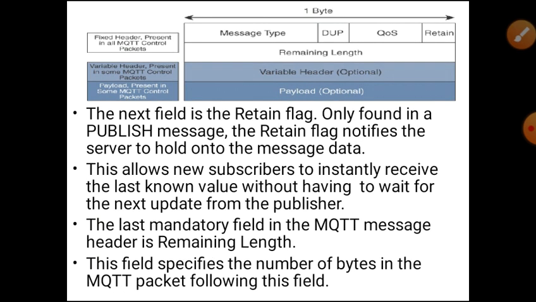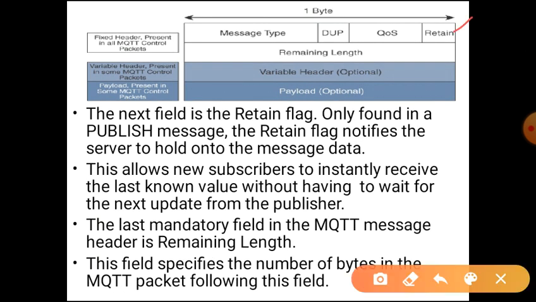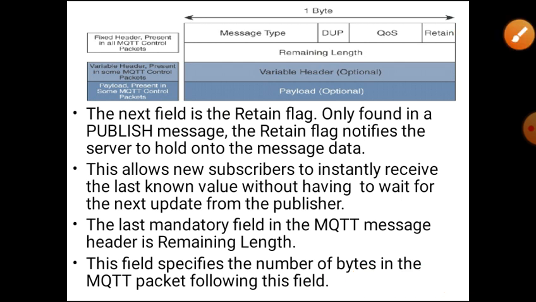Then we have one more field, that is retain, and this is a flag which is found only in the publish message. When it is set, the server holds that message. That is why it is held in the server. If there is any new subscriber, then it doesn't have to wait for the next message. It can receive this message until it obtains the next message from the publisher. So these are the fields in the first byte.